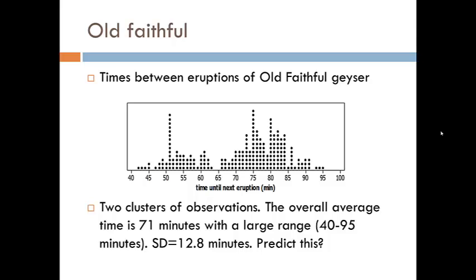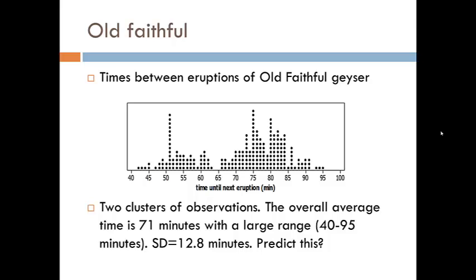Here we see 222 observations of the time until next eruption of the Old Faithful geyser. We see two clusters of observations with a pretty wide range of values. Could you have predicted this? That probably would be pretty challenging unless you're someone who studies geysers on a regular basis.